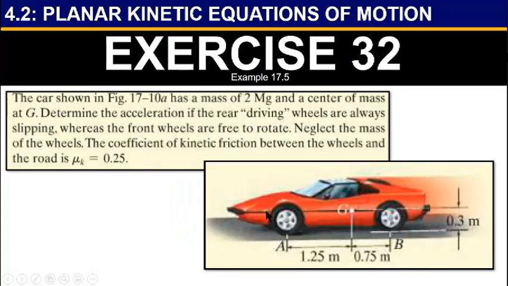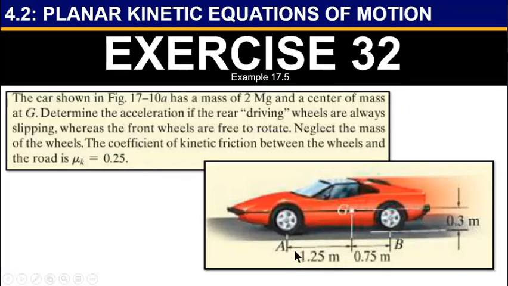So for exercise 32, example 17.5 from Hibbeler, I will just slightly go through this exercise with you together. In this example 17.5, the car shown in the figure has a mass of 2 megagram and a center of mass at G. Determine the acceleration if the rear driving wheels, rear means behind, are always slipping, whereas the front wheels are free to rotate. Neglect the mass of the wheels. The coefficient of kinetic friction between the wheels and the road is mu k equal to 0.25.